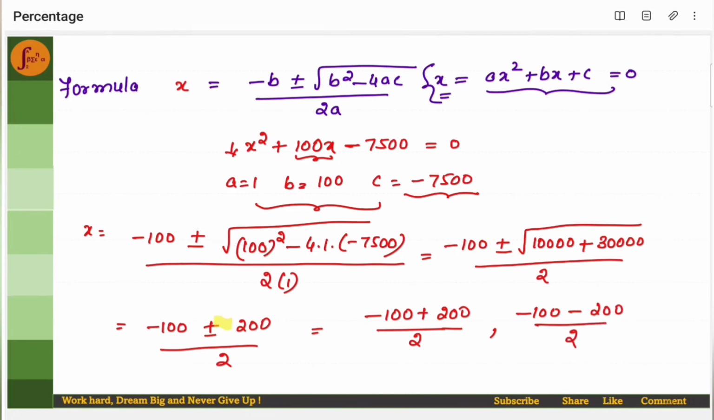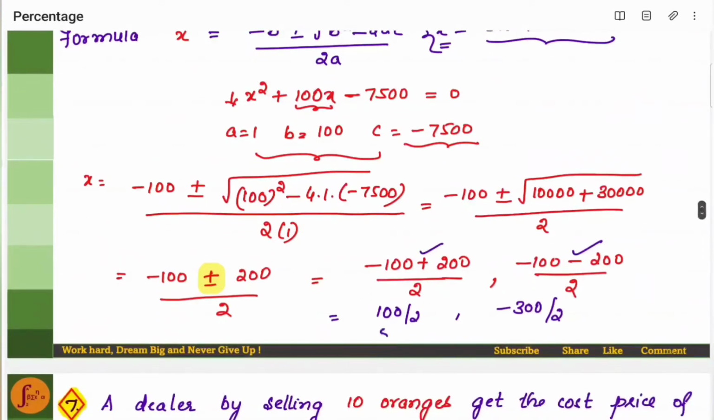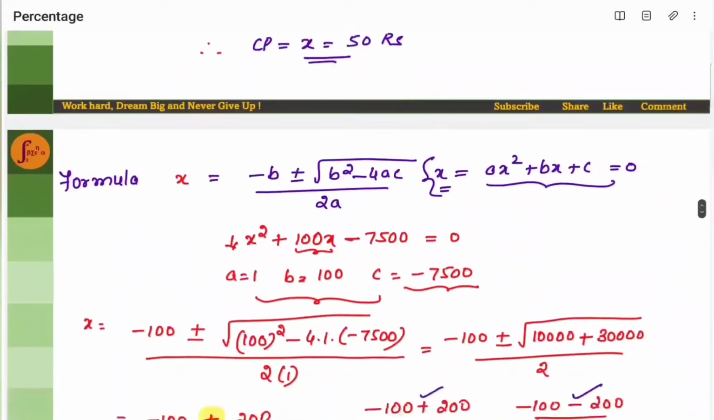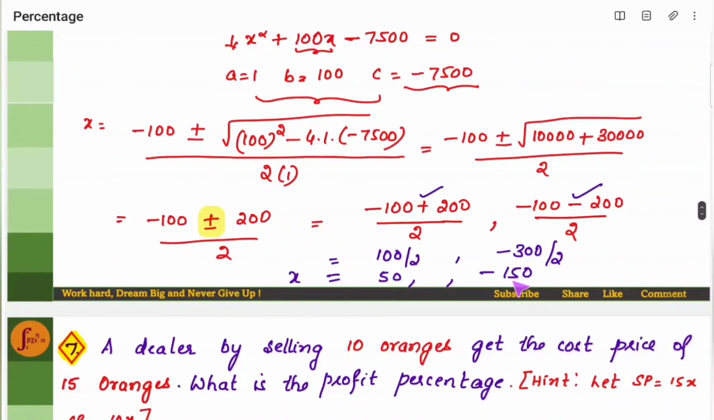So basically, I have taken this plus or minus, first time with plus, second time with minus. So I'll get 200 minus 100 is 100, 100 by 2. And here I'll get minus 300 by 2. So 100 by 2 is 50. 300 by 2 is 150 and negative sign. So we got the same x values. We had got minus 150 and 50. Here also we got 50 and minus 150.